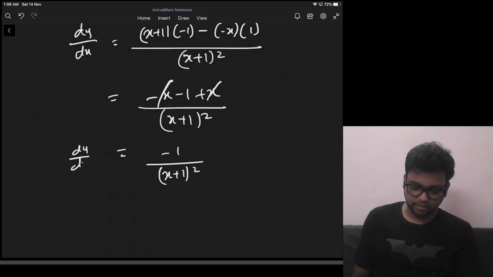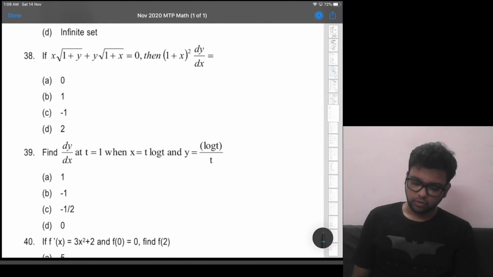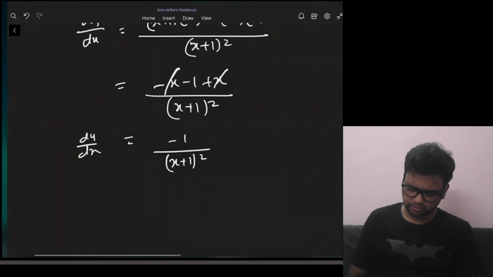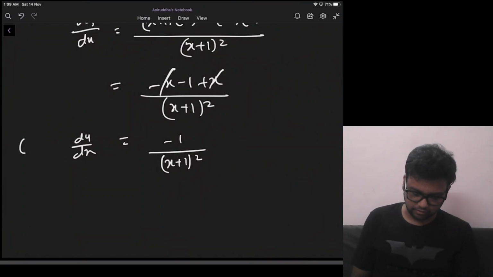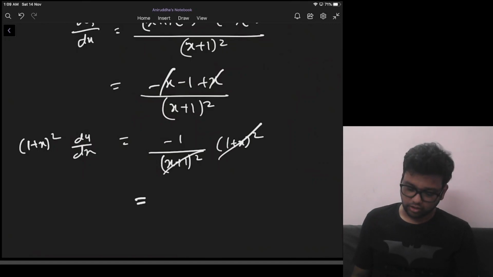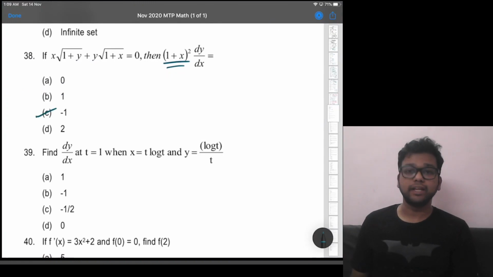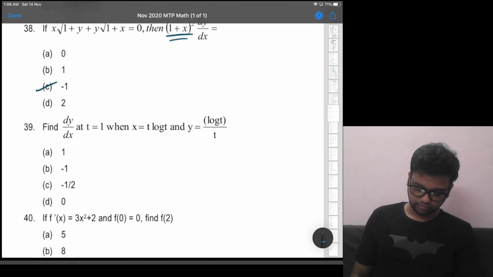This is dy by dx. And they have asked us what? 1 plus x square into dy by dx. So let's multiply this by 1 plus x square. So this will be cancelled. Answer will be minus 1. Option C. Minus 1 is the correct answer for this.